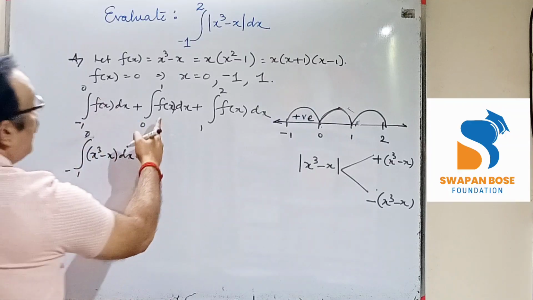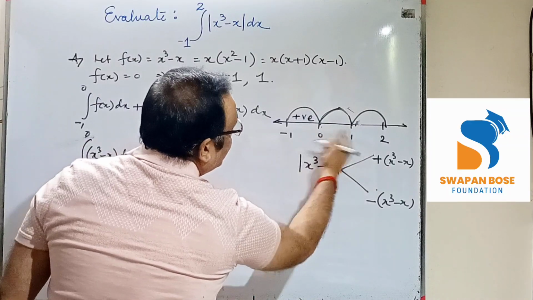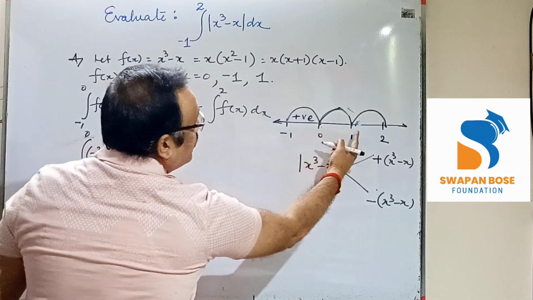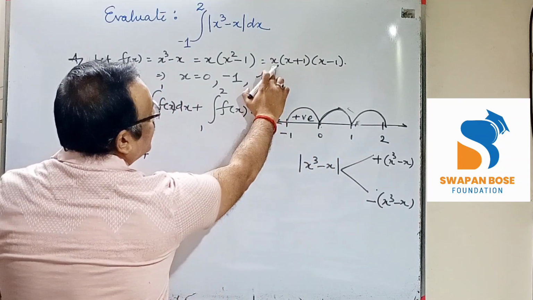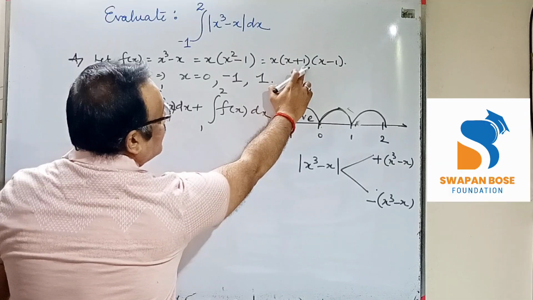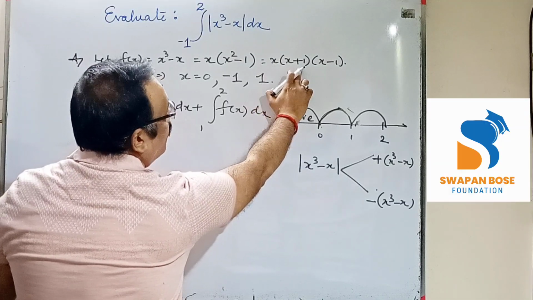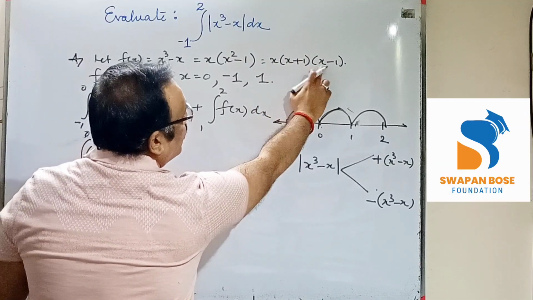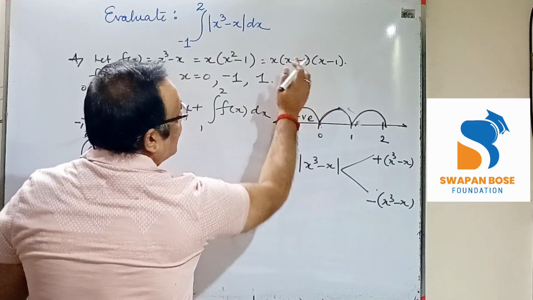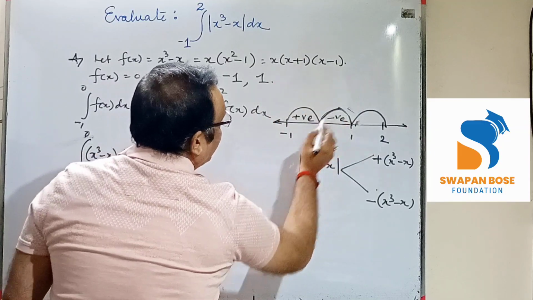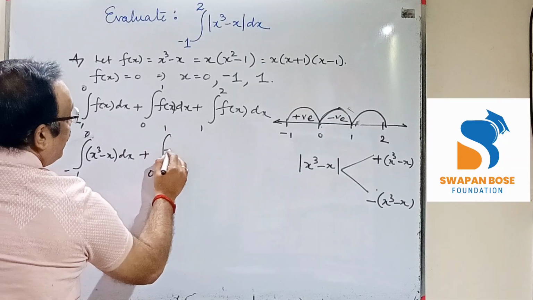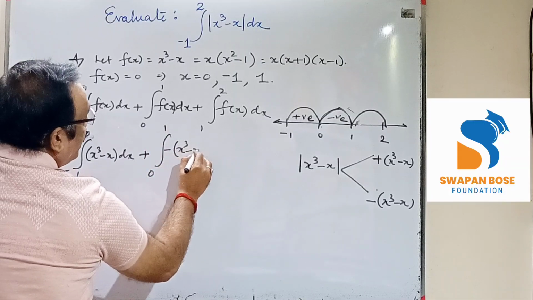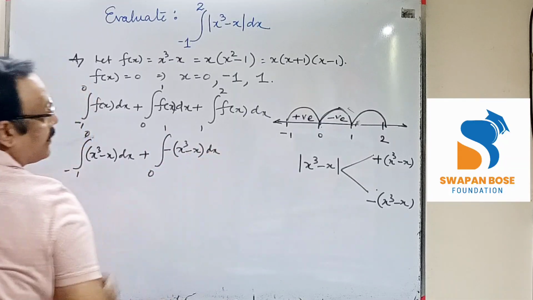Next one, 0 to 1. We'll choose any value in between, so I am taking positive 0.5. This is positive, 0.5 plus 1 is positive, so positive into positive gives positive. Then 0.5 minus 1 is minus, so minus into plus becomes minus. So this will be negative. So from 0 to 1 it will be minus of x cube minus x dx.